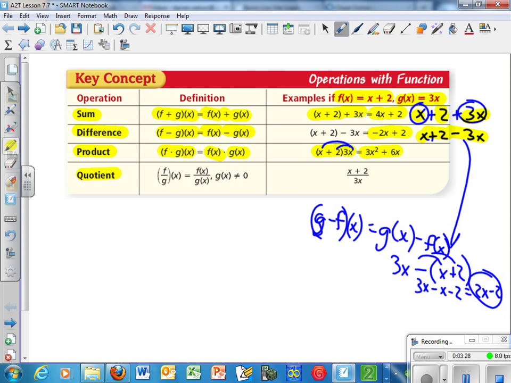Quotient means I divide. This is the notation we're going to use for it, f over g of x. We take f of x, put it over g of x, and simplify if you can. Now notice here when we do f of x, which is x plus 2, over g of x, which is 3x, I can't do any simplifying. That is a simplified expression. I can't cancel my x's there. We've talked about all those rules. So that is as simplified as you can go.